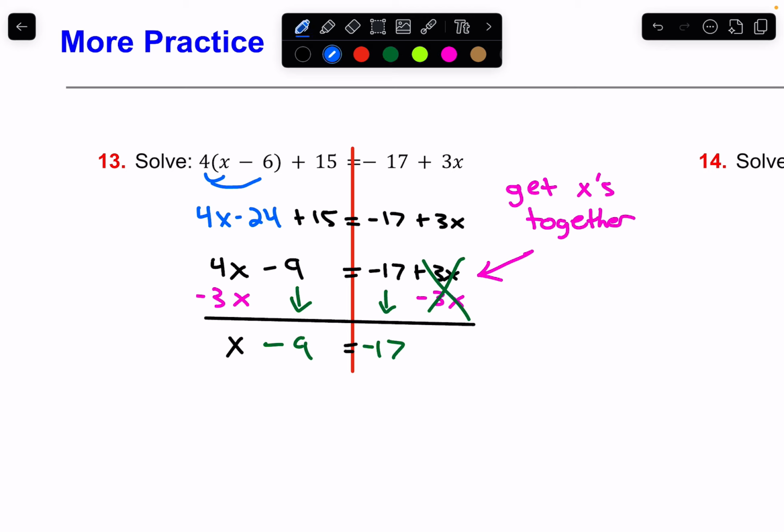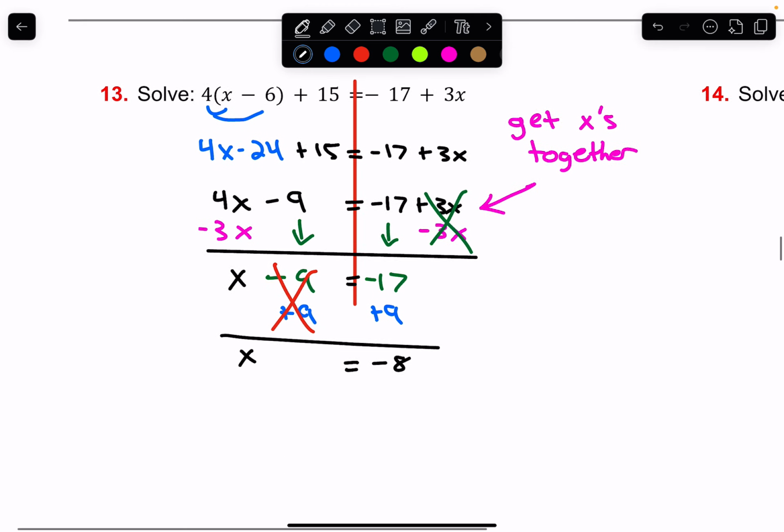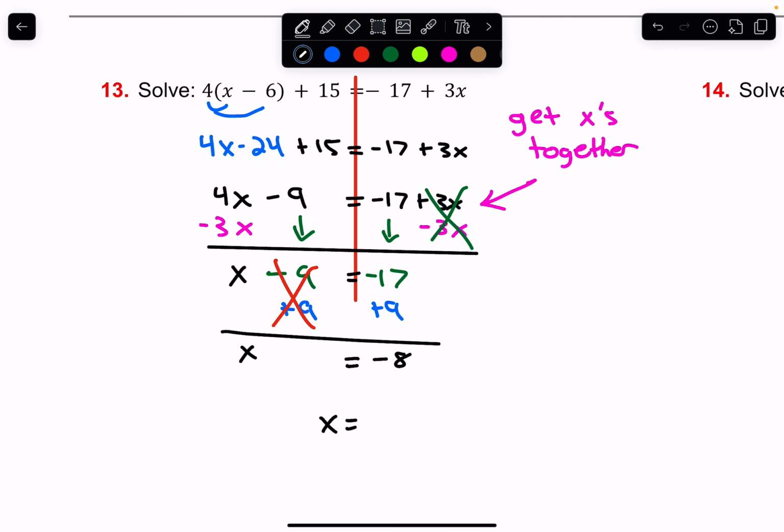So we're going to go ahead and add 9 to both sides. And that is going to leave us with just x on the left because these 9s are going to cancel. Goodbye 9s. And on the right side, -17 plus 9 is going to give us -8. And so we are done. We have x equals -8 as our solution.